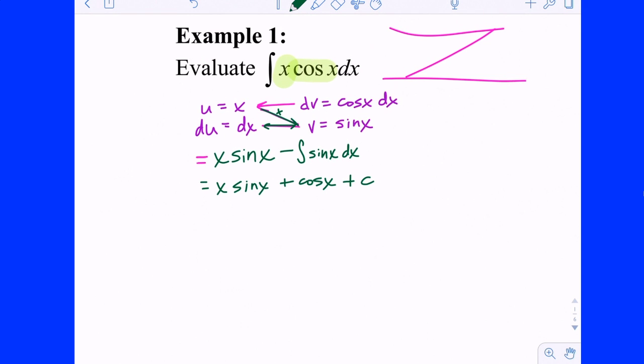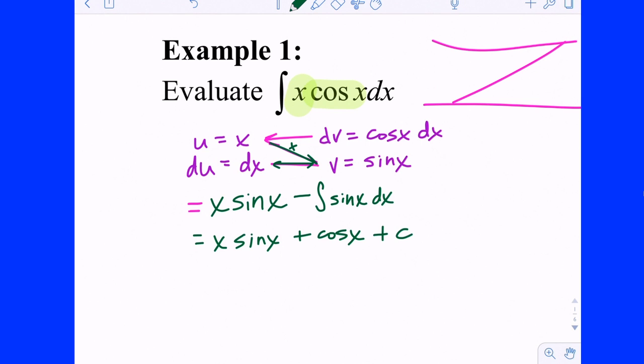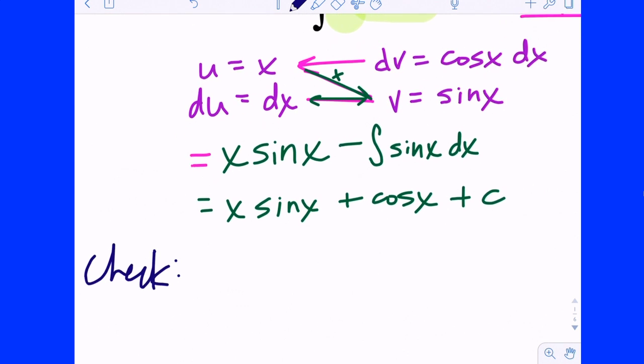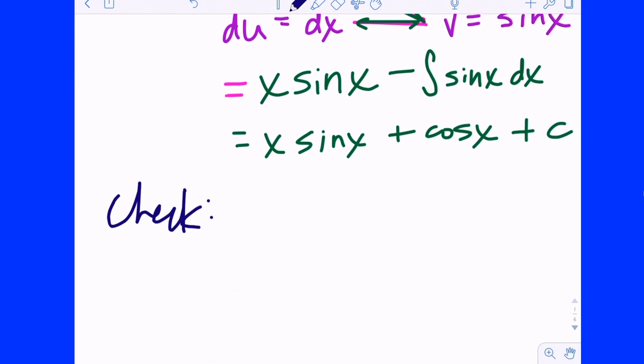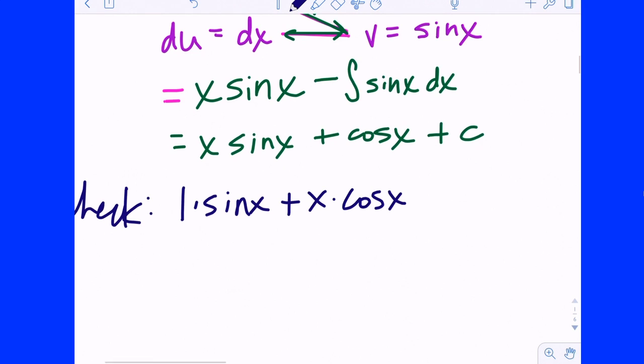Now, let's check to see if that's right. Does that look like it's the antiderivative of x cosine of x? We'll check it by taking the derivative of that. The first one is going to require the product rule, isn't it? So the derivative of x is 1 times sine goes along for the ride, plus x times the derivative of sine, which is cosine. Plus the derivative of cosine is negative sine. And then, of course, the c goes to 0.